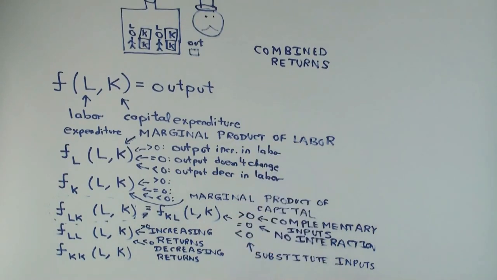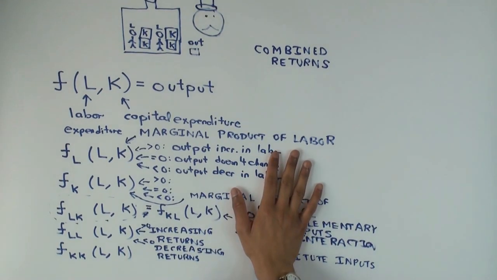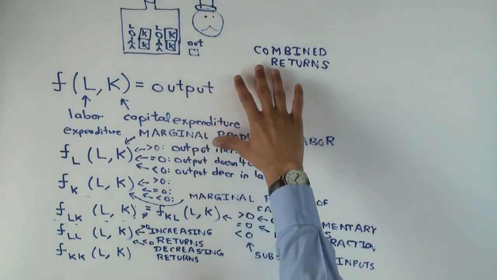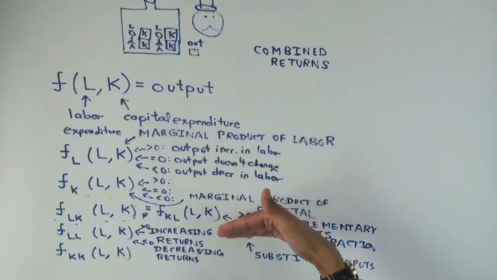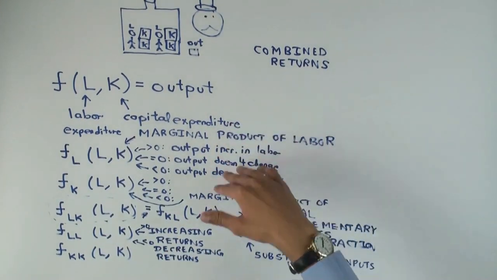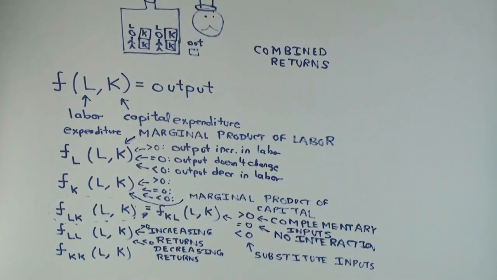And there are some very simple examples of this using what are called Cobb-Douglas production functions, which we may talk about in the next video. In those you can work out very concretely what these partials are and what the returns are when they're complementary, when they're substitutes.